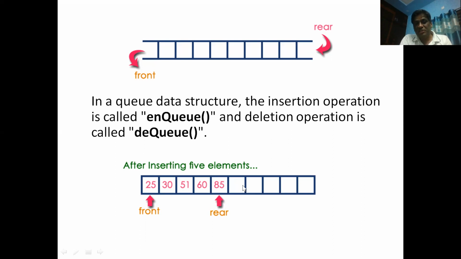So insertions are performed from the rear end only, and if you want to delete, the deleted element should be 25, because front is pointing to 25. After deleting 25, front moves over here. Then if you want to delete the second element, it will be 30. So insertions are performed from this end, deletions are performed from this end. That is the concept.